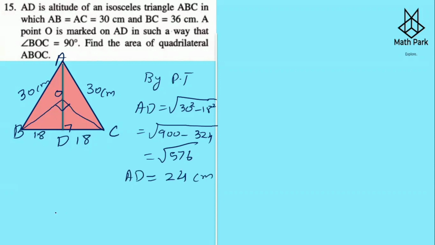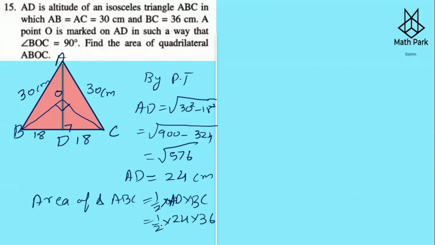Now let us find the area of triangle ABC. Area of ABC is equal to half of AD into BC. So half of AD is 12 and BC is 36. So you get 36 into 12, and the area of this triangle is 432 centimeter square.